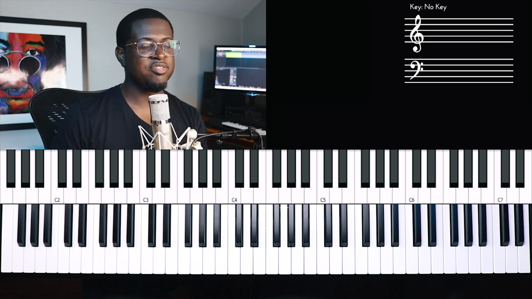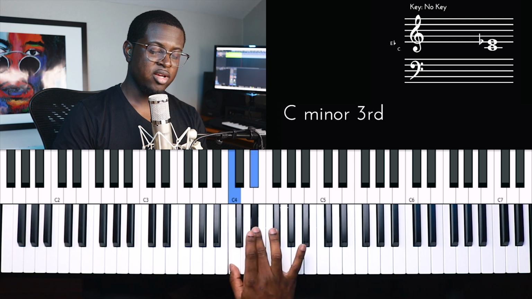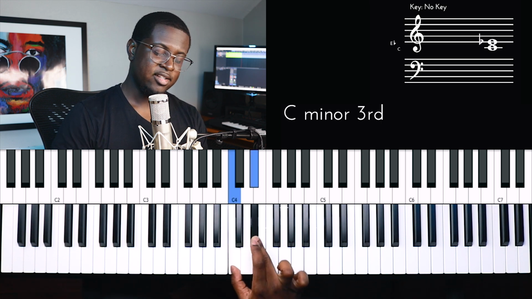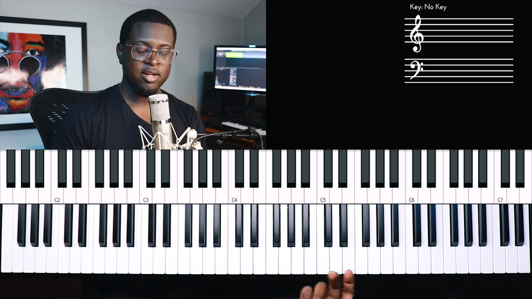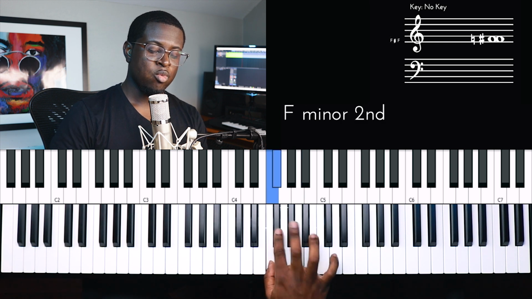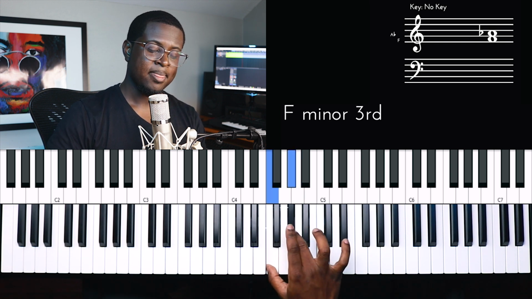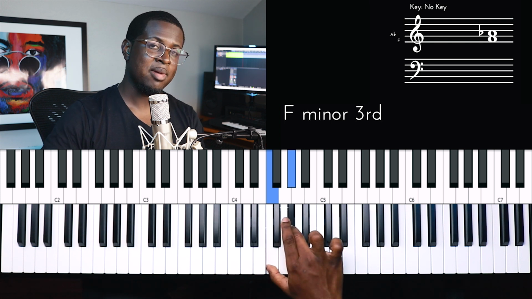Now let's look at 3 half steps away. From C, 1, 2, 3. And so now here we have a minor third interval, all right? And now let's do that same example on an F. 1, 2, 3. So we have F and A flat. All right, and that gives us another minor third interval. So we have major third intervals and minor third intervals.